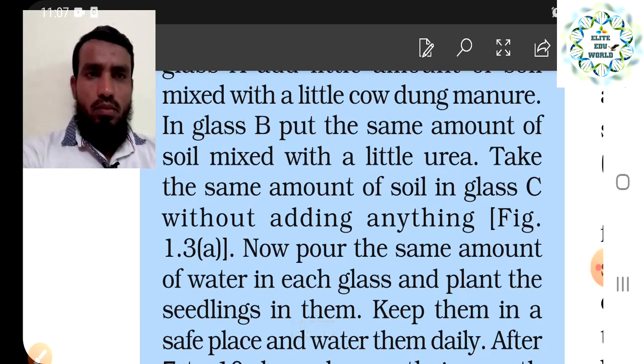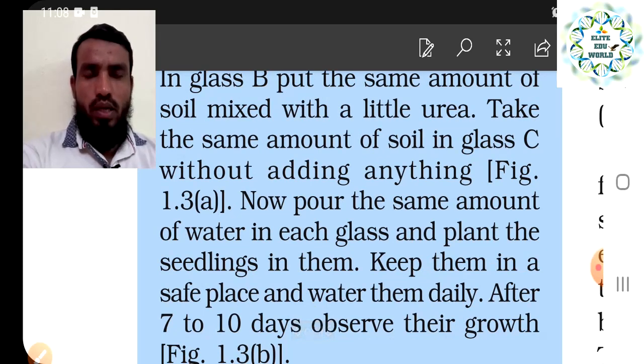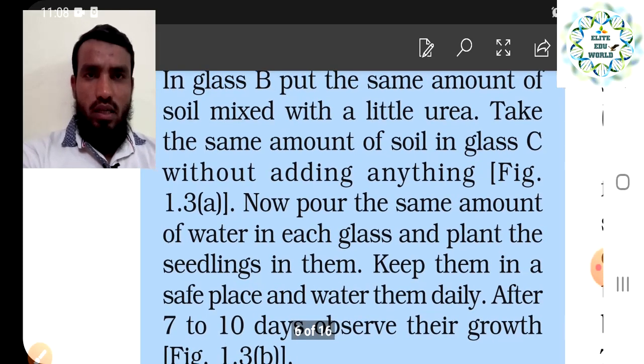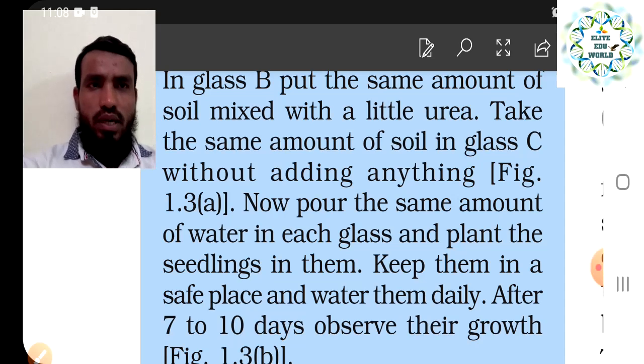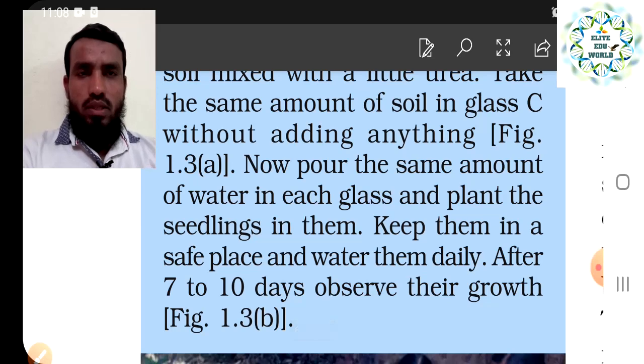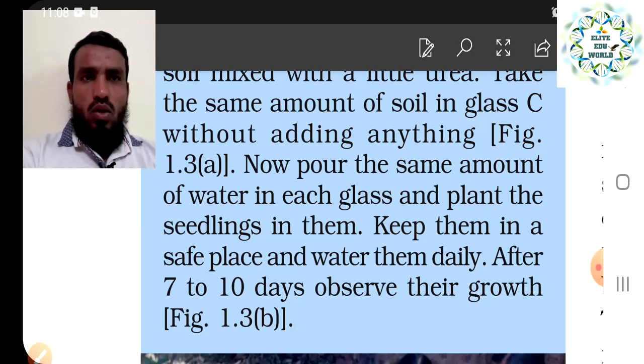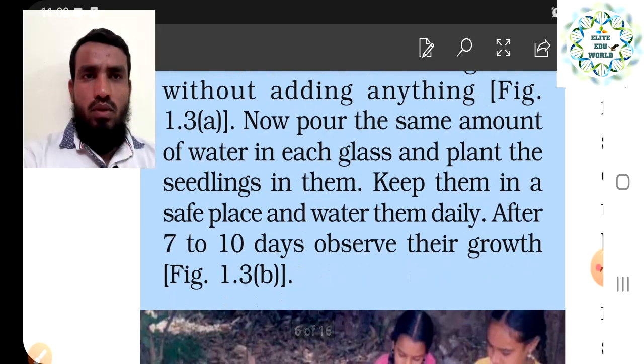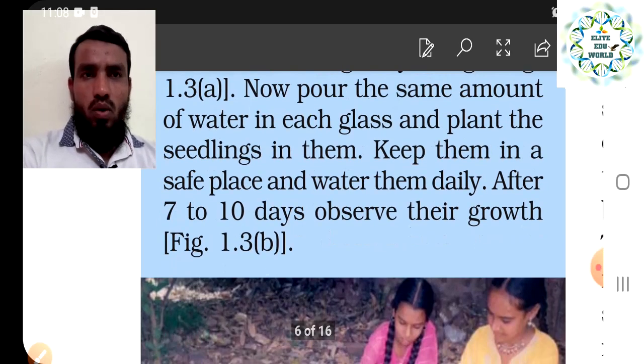In glass B we will take the same amount of soil but mix it with urea. Urea is an artificial fertilizer, a fertilizer made in factories. So in the second cup we add the fertilizer, and in cup C we take some soil and we will not add anything. Without adding anything we will just put the soil and sow the seeds. Now pour the same amount of water in each glass, and then the seedlings will grow, and we allow them 7 to 10 days and observe their growth.